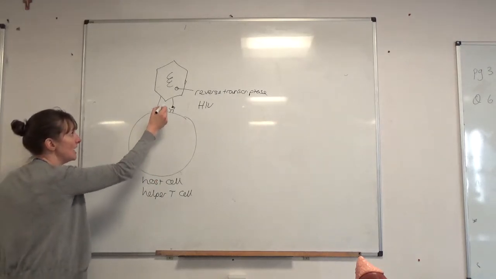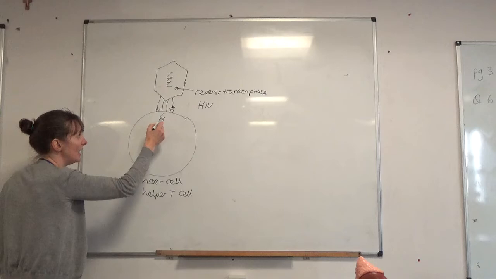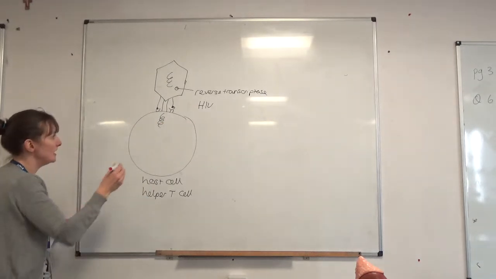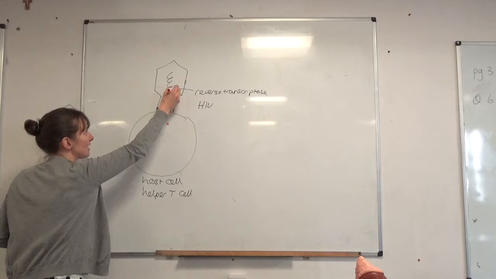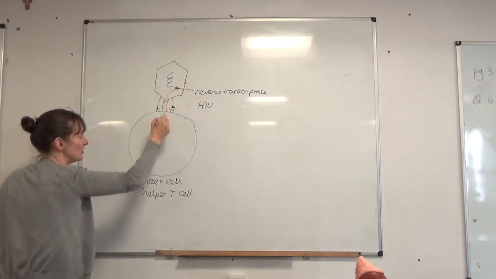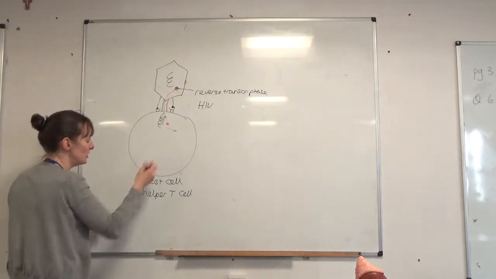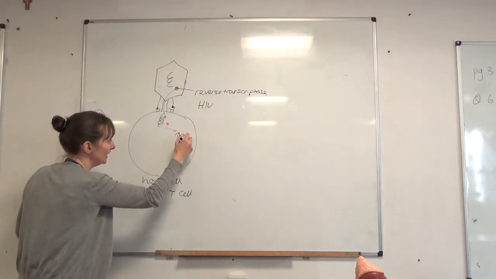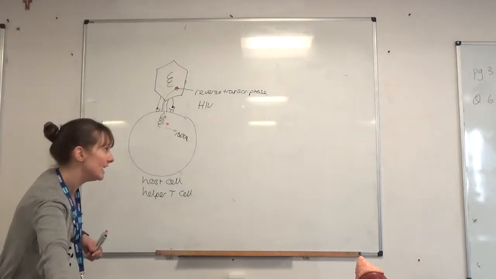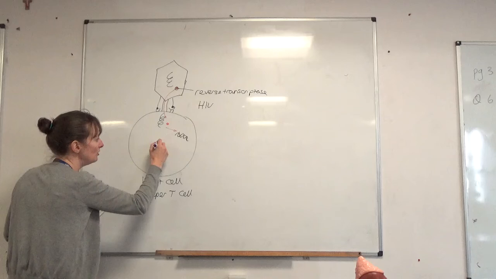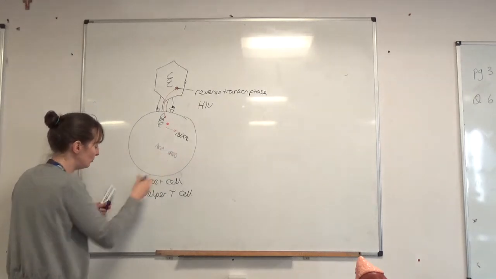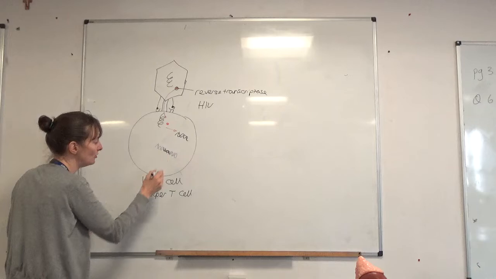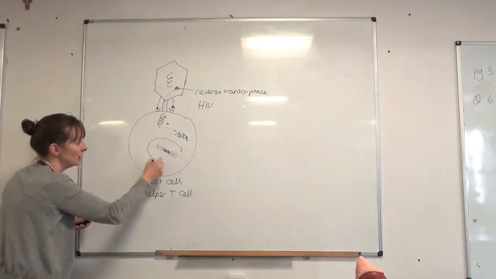Once it's bound, it's able to then inject the RNA into the host cell. The RNA then gets converted by this reverse transcriptase enzyme that also enters the host cell. That produces then DNA. So this is viral DNA. That viral DNA gets inserted into the host's DNA, and unfortunately for the host cell, it cannot tell the difference between its own DNA and the viral DNA.